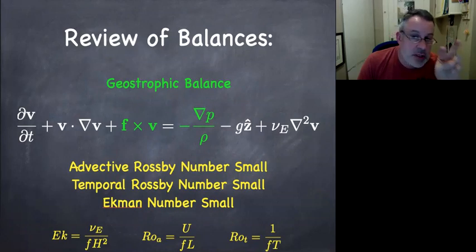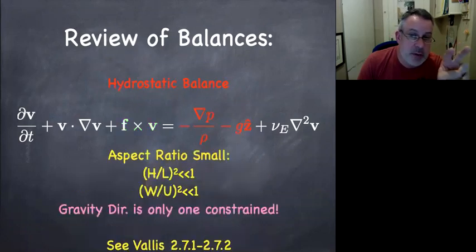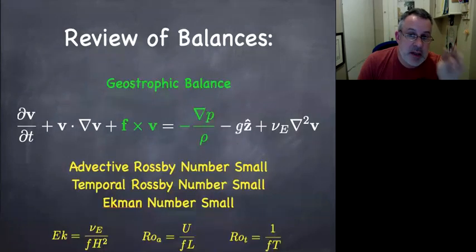Now we're talking about the horizontal pressure gradient force, not the vertical pressure gradient force of the hydrostatic balance. The horizontal pressure gradient force with the geostrophic flow balances the Coriolis force in the horizontal. This has all three of those numbers small, which means that friction is negligible, so we're outside the Ekman layer, and the advective and temporal Rossby numbers are small, which means that we're thinking about relatively weak currents and relatively slowly varying currents on the time scale of a day.